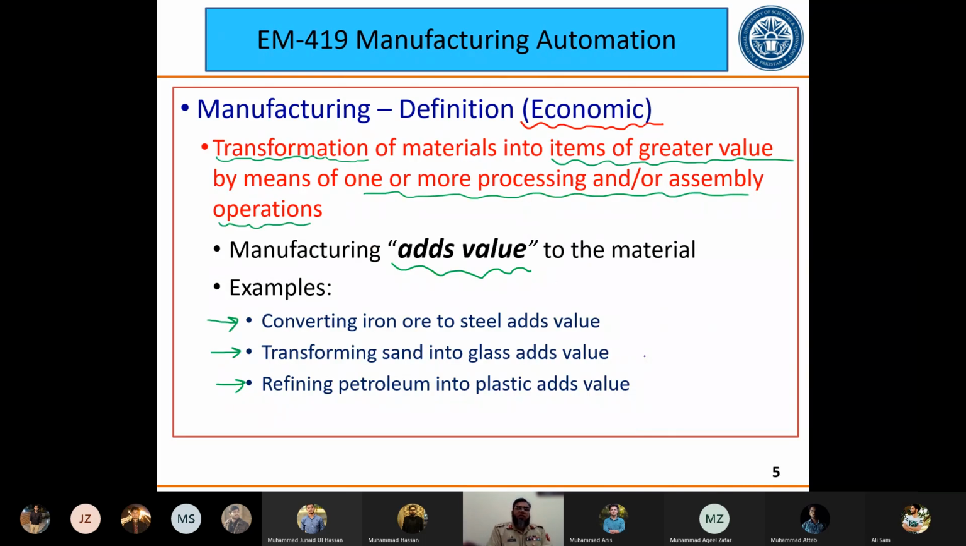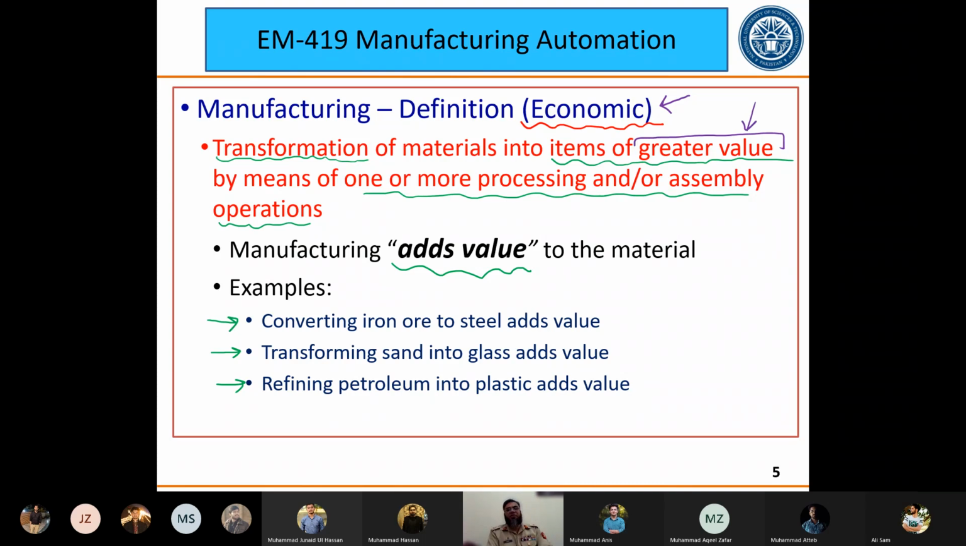Now, manufacturing has another definition which has the economic effect. We talked about the technological aspect of the definition of manufacturing, and in this slide we are going to talk about the economic effect. So what does it mean? The transformation of materials into items of greater value. This is the catchword, the item of greater value. So what does that mean?